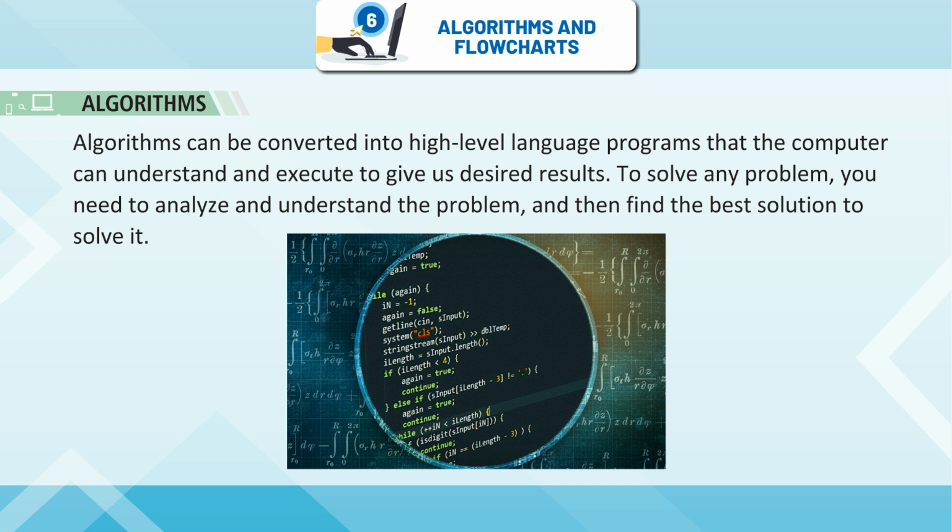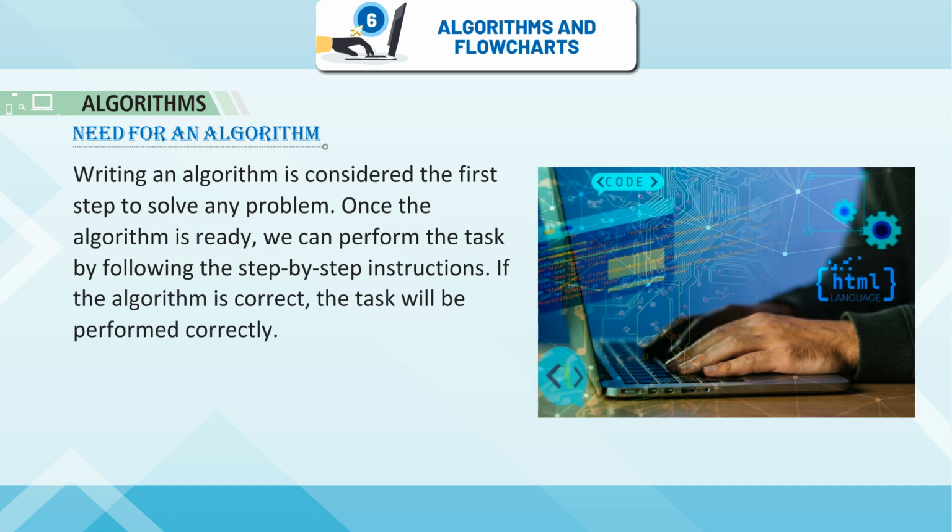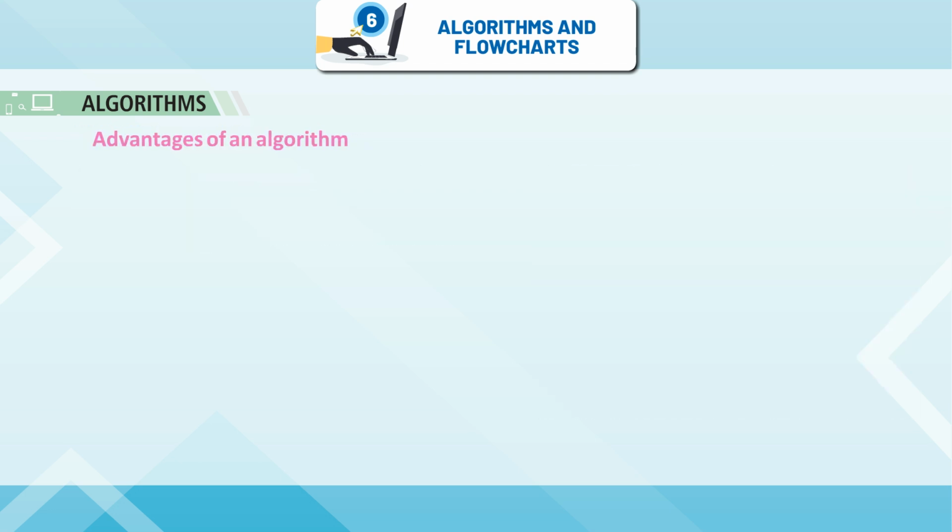To solve any problem, you need to analyze and understand the problem and then find the best solution to solve it. Need for an algorithm. Writing an algorithm is considered the first step to solve any problem. Once the algorithm is ready, we can perform the task by following the step-by-step instructions. If the algorithm is correct, the task will be performed correctly. So, the purpose of using an algorithm is to increase the reliability, accuracy, and efficiency of getting the desired result.